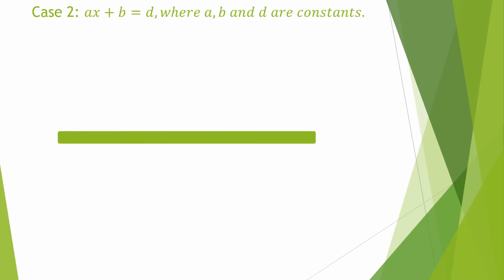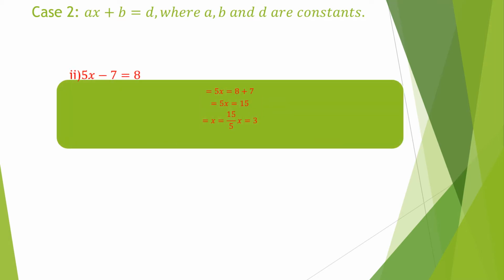Now this is case number 2. ax plus b is equal to d, where a, b and d are constants. Now the example is 5x minus 7 is equal to 8. Now x is multiplied by 5. We are finding out the value of x. 5x is equal to 8 plus 7. Minus 7 is shifted to the right side, it becomes plus. 8 plus 7 is 15. And 5 is multiplied by x, so when 5 is shifted to the right side, it becomes divide. It becomes division. 15 upon 5 is equal to 3. x is equal to 3 is the answer.